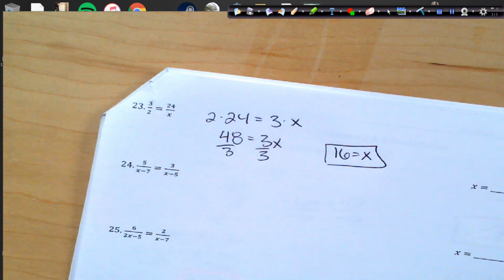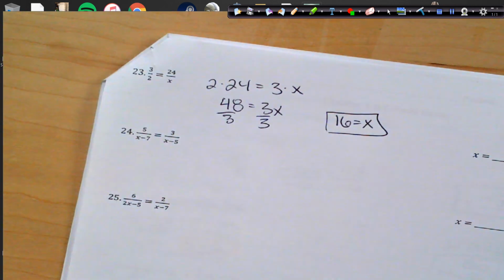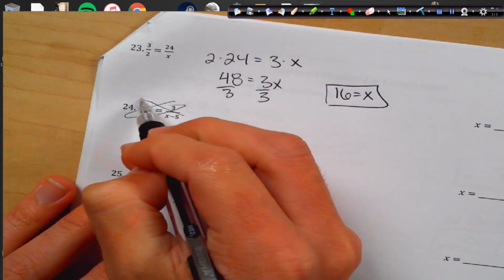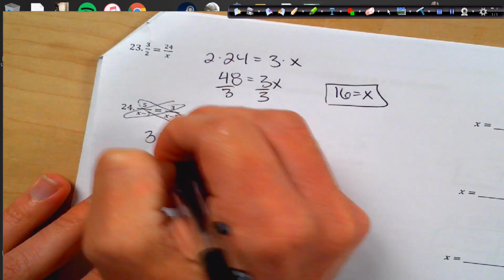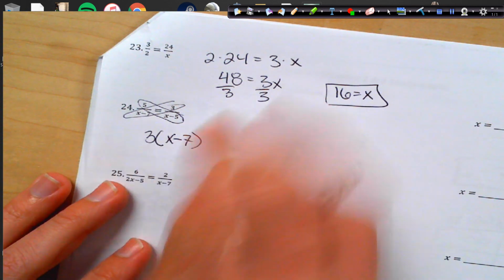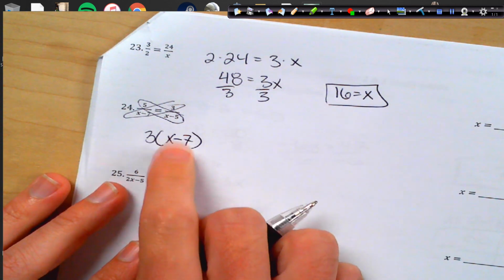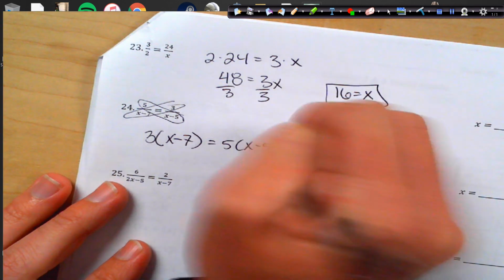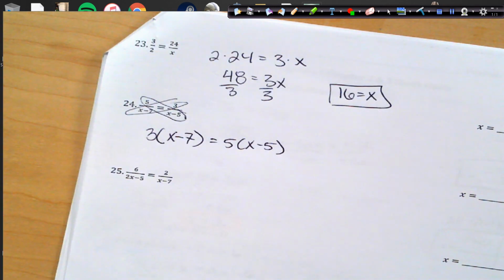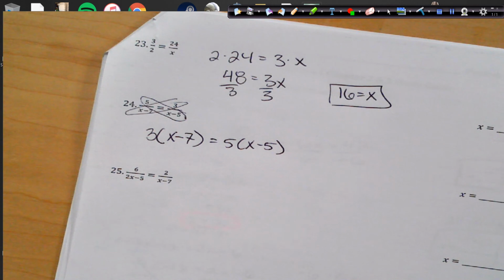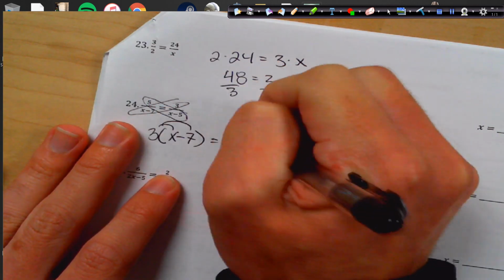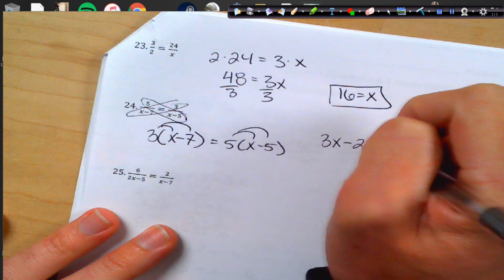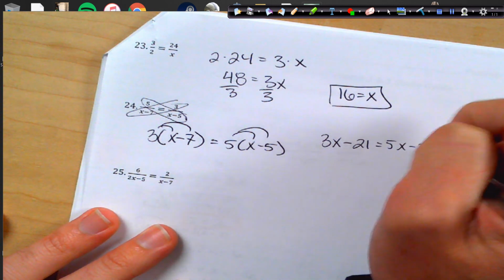And we're done. Next two are a little bit trickier because we have to distribute. If you haven't noticed, that's a key term for us. So we're going to do 3. I always like to put the binomials is what these are called. We're going to get to that later in this year. And we're going to go ahead and put this in parentheses so I recall that I have to distribute. Yes, don't forget. 3x minus 21 equals 5x minus 25.